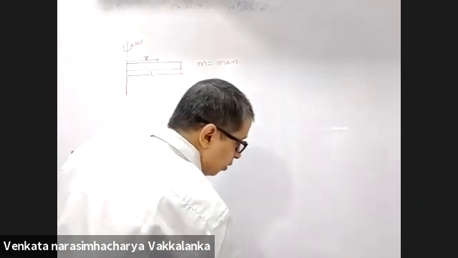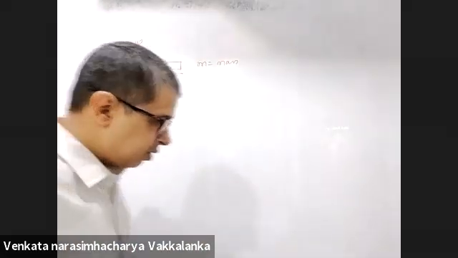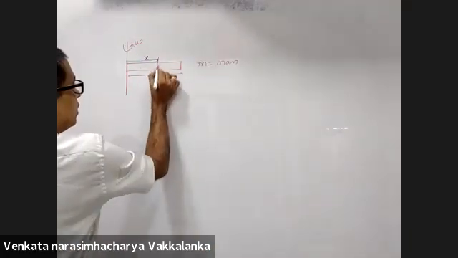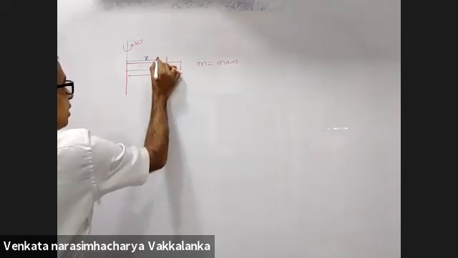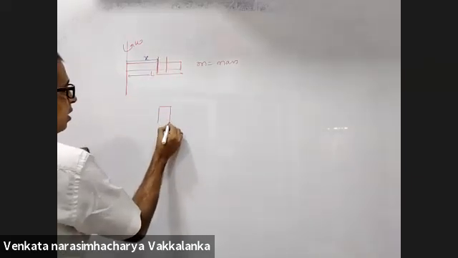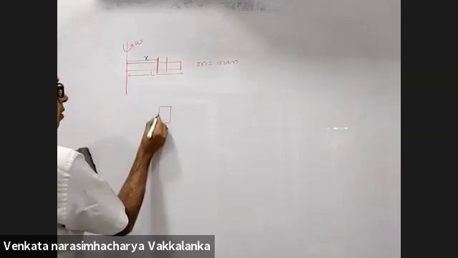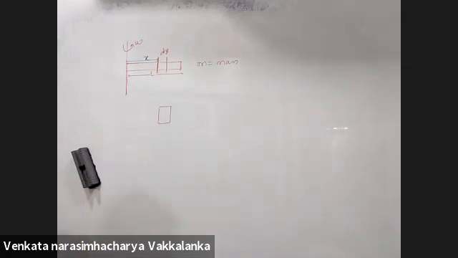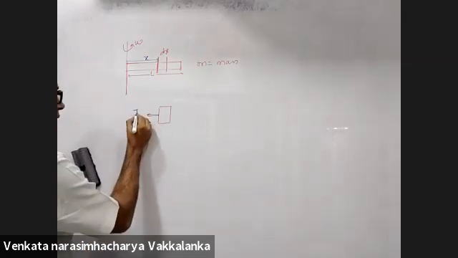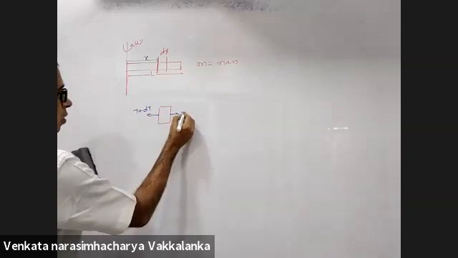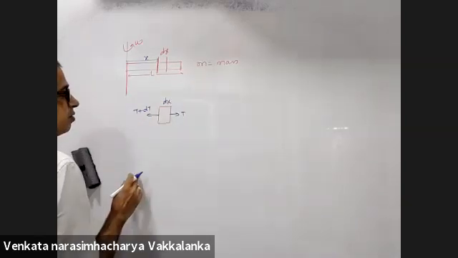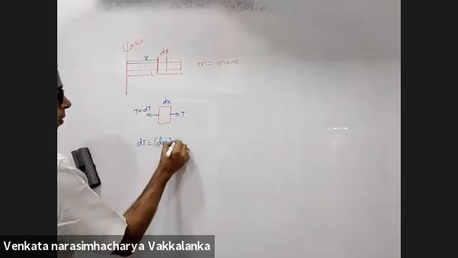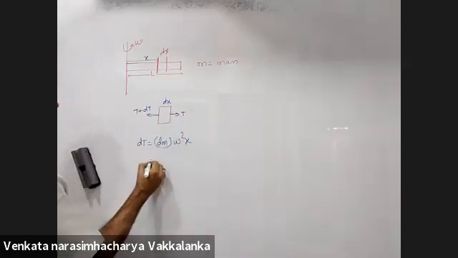So then, what provides the centripetal force? Observe this. dT provides the required centripetal force. Consider an element dx at a distance of x. This end will be T plus dT, this will be T, and this will be dx. dT will be dm omega square x.